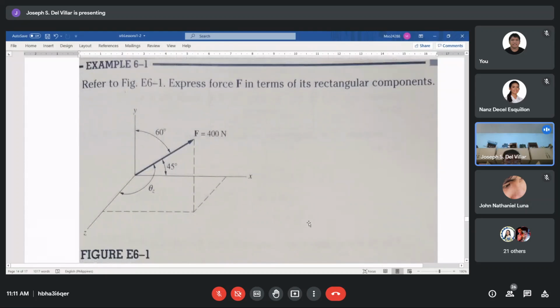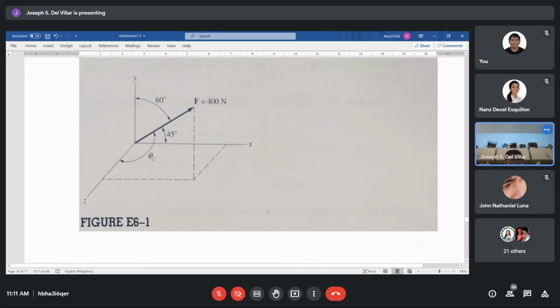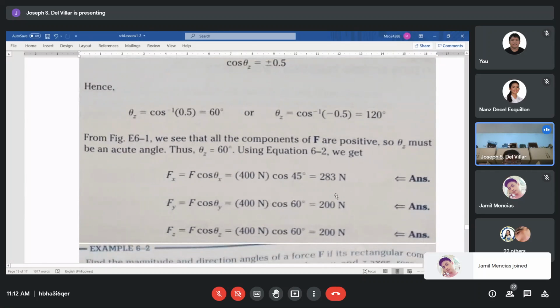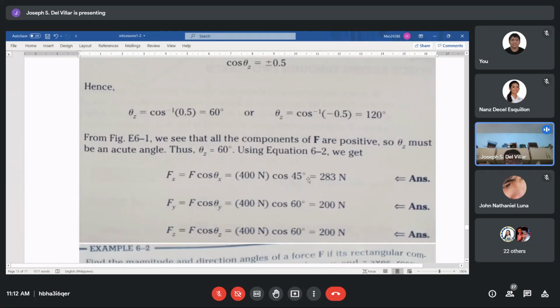So nakikita nyo, as I've said earlier, when you are given the orientation of these three axes, that means to say this shows all the positive axes. Okay? Positive x, positive y, positive z. Okay? So from that figure, we can see that the components of F are all positive. Okay? So therefore, theta sub z must be acute. Okay? Theta sub z must be acute. So we need to choose 60 degrees.